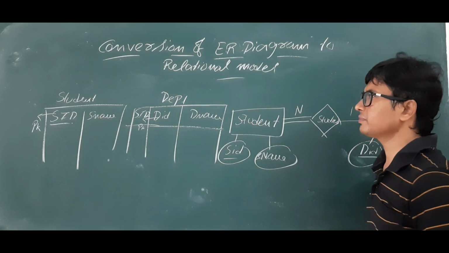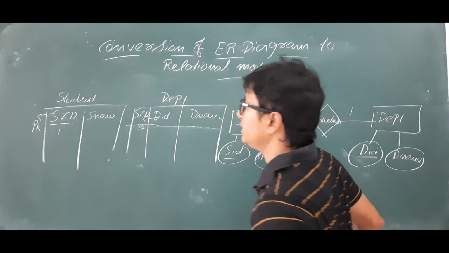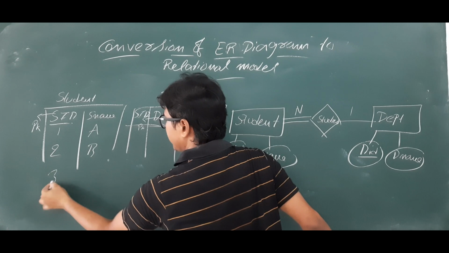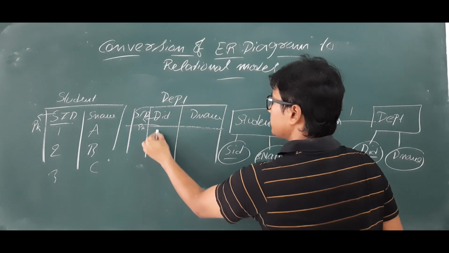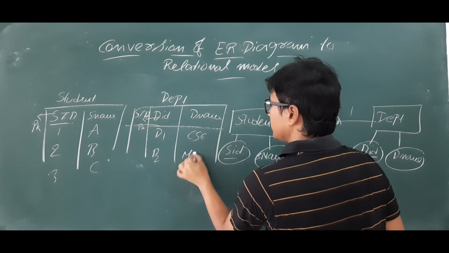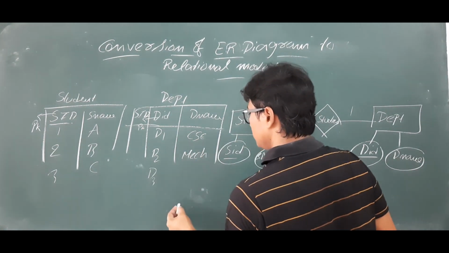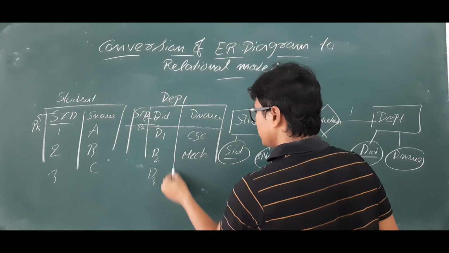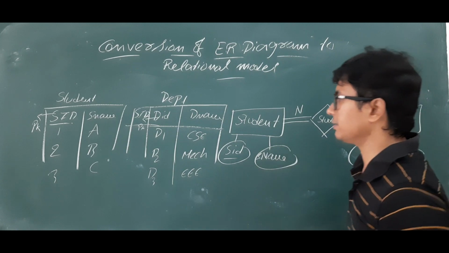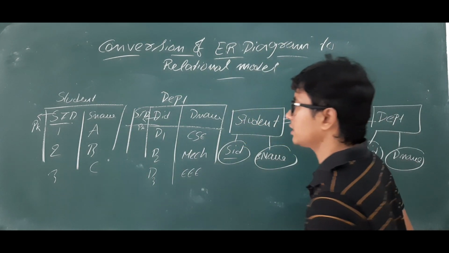If I do it like this, student number 1's name is A, and B, C, like this. The department IDs D1, D2 are there, and they are CSC and mechanical. And there is a new department, let's take EEE, just for taking an example. There is a department which does not have any students. It's a new department.